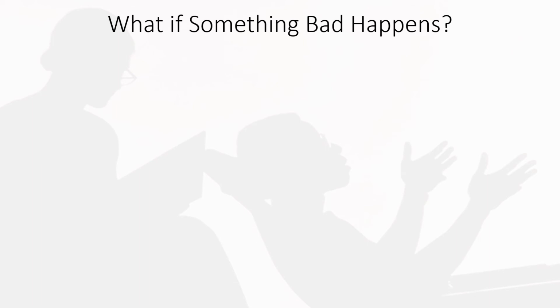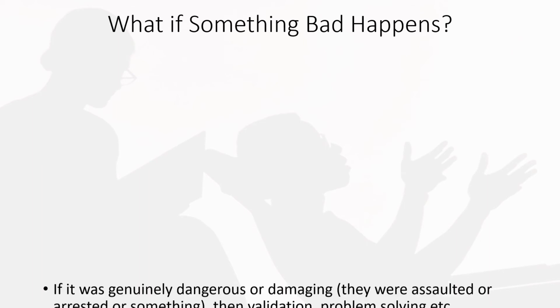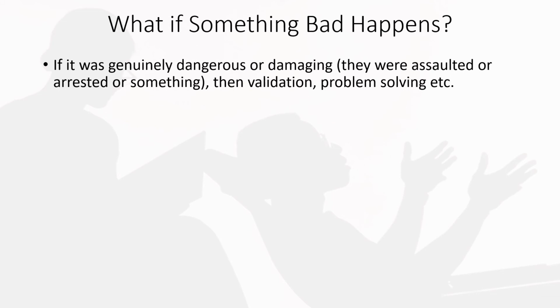What if something bad happens? So if it was something that was genuinely dangerous or damaging, the patient got assaulted or arrested, then we need to validate, of course, and we need to problem solve, and we need to reinforce that there's a clear line between doing things that make you feel anxious because you have pathological anxiety and doing things that make you feel anxious because they're legitimately dangerous. Anxiety does play an important protective role.